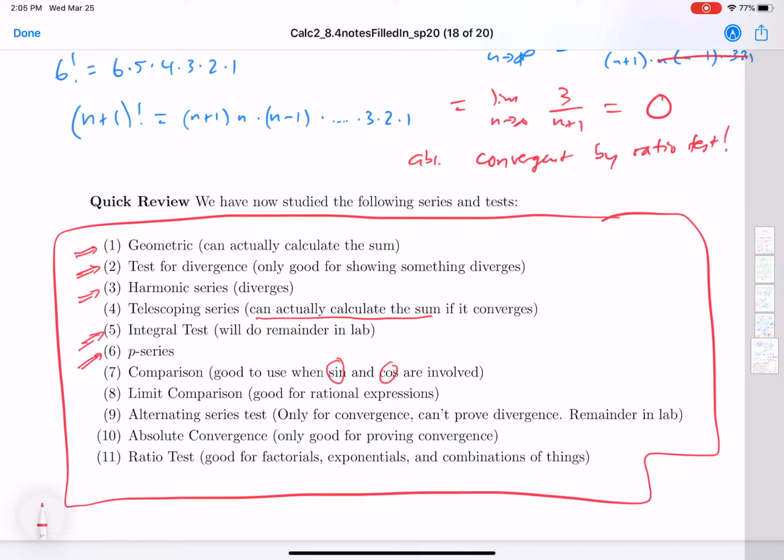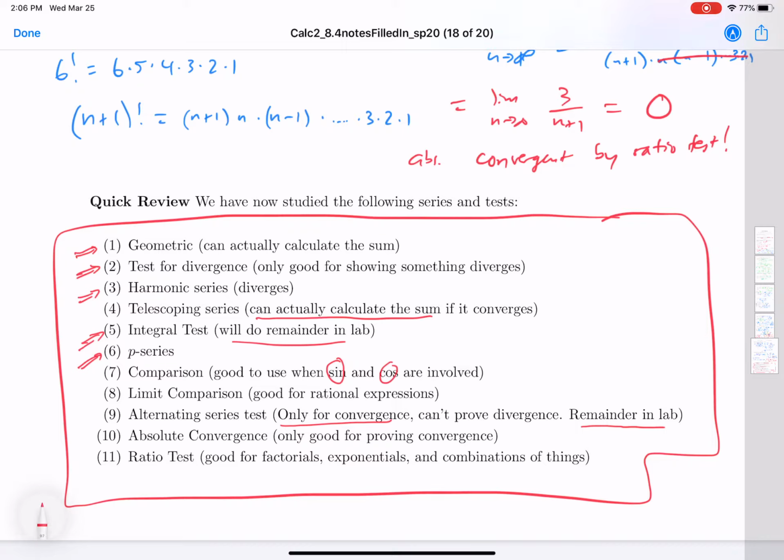Alternating series test, only really useful if you have an alternating series. Also, it's really only good for convergence. It can't prove divergence. And we'll talk a little bit about how you use the integral test or alternating series test to find an estimate for a series as well.